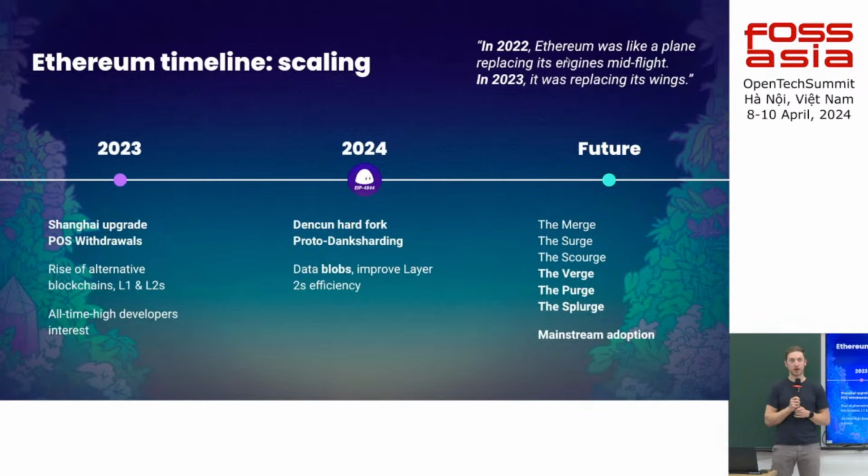In 2024, another interesting upgrade happened with the Dencun hard fork. It brought something called proto-danksharding, and with it, the concept of data blobs that basically allow layer 2s on top of Ethereum to become more efficient. So that was also a massive upgrade on the network.